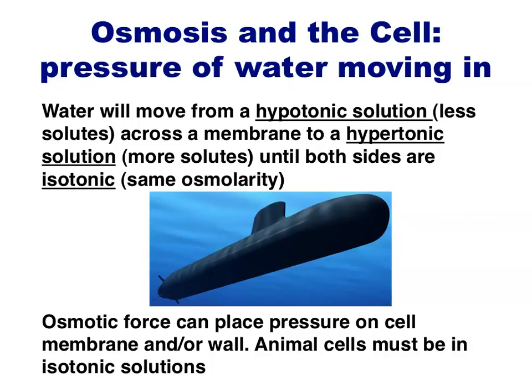In the opposite scenario, a hypertonic solution, there is a higher solute concentration outside of the cell, and water will diffuse out of the cell and into the solution. Of course, if the solute concentration on the outside and the inside of the cell are balanced, there will be no net movement of water. This is known as an isotonic solution.